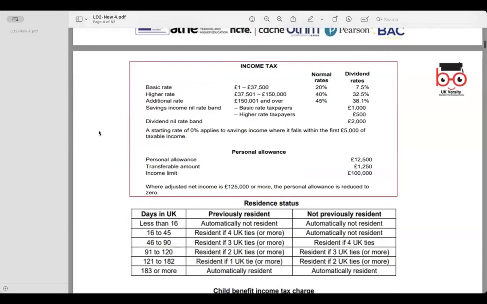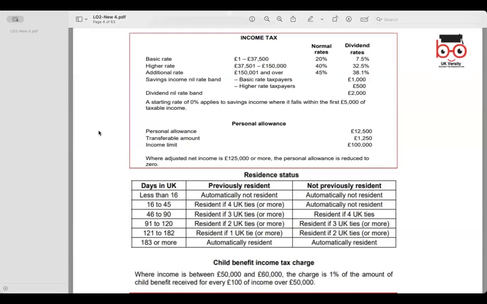Okay. So basically, this data is based on, I believe, 2020, and I don't think there are any major changes or things like that. So beyond 150,000, the additional rate applies, which is 45% for income and 38.1% for dividends.